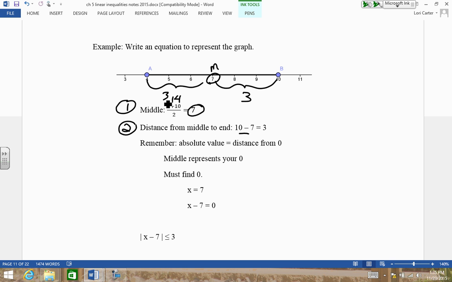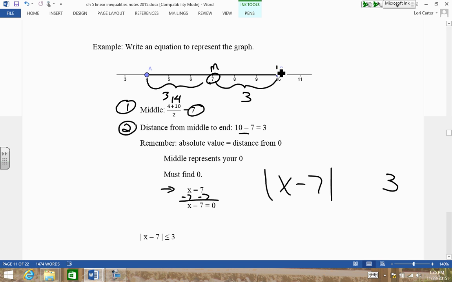Now remember, absolute value is distance from 0. Well, if my middle is 7, I have to make that 0. How do I make it 0? Subtract 7. So now x minus 7 equals 0. Is everybody good so far? Okay, that's your absolute value, because it's the middle. Now I have to know the distance. What's the distance? 3. Okay, so my distance is 3 away.